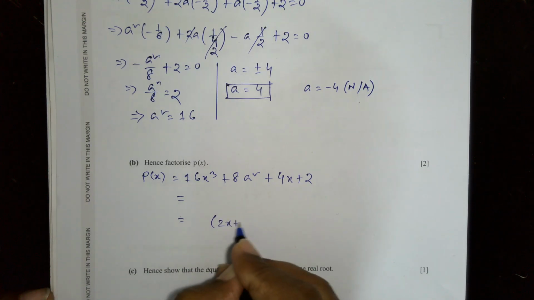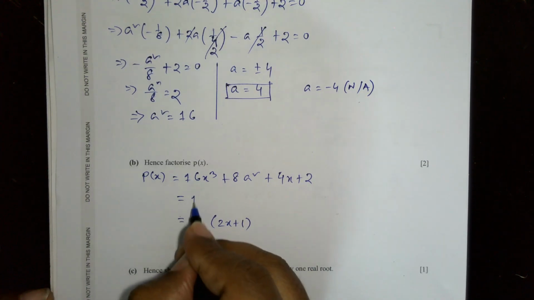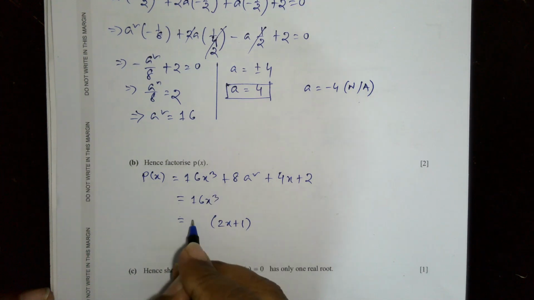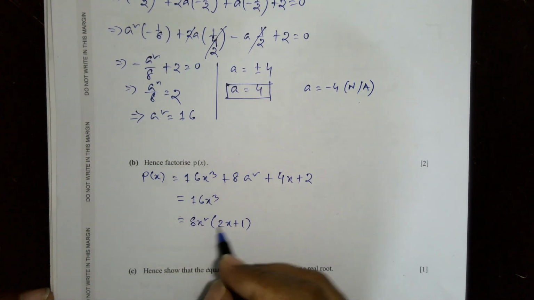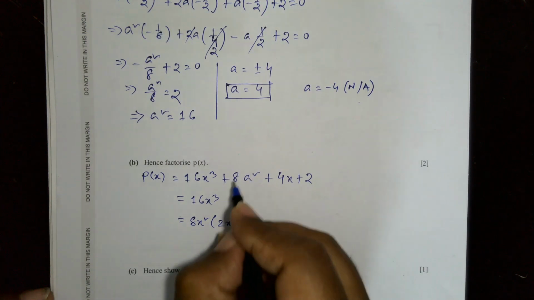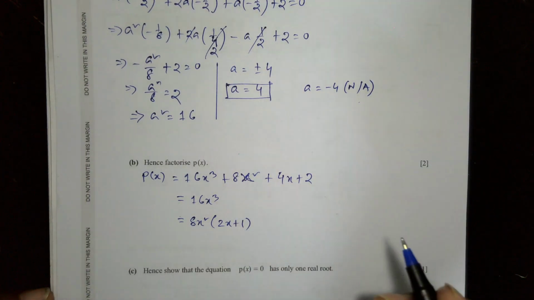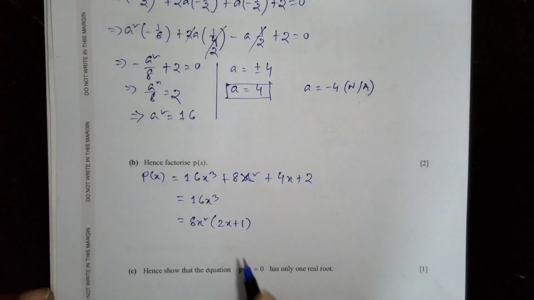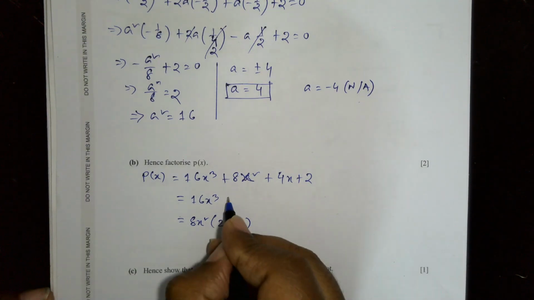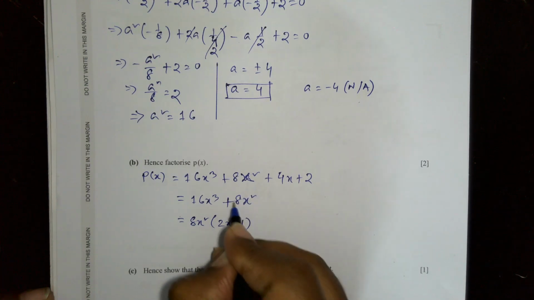In the third line, I'm writing at first 2x plus 1. So I need 16x cubed at first. In order to get 16x cubed, I can write 8x squared, right? Oh, why did I write a? It should be x squared. Now this is plus 8x squared. Okay, we got the first two terms.